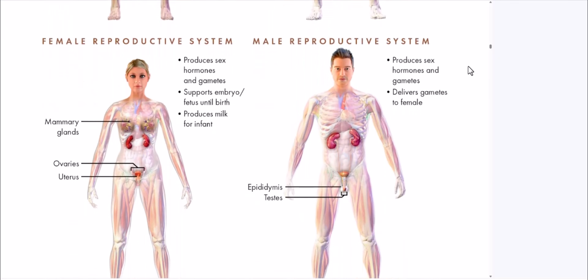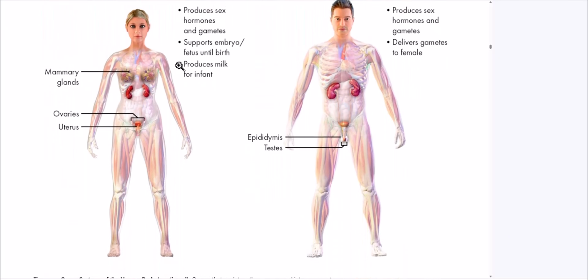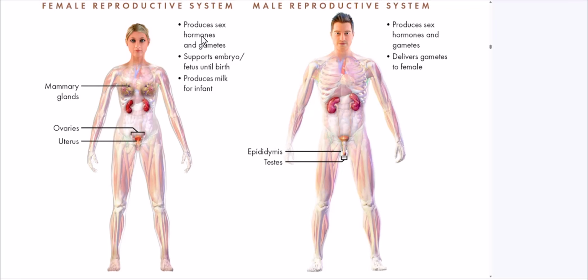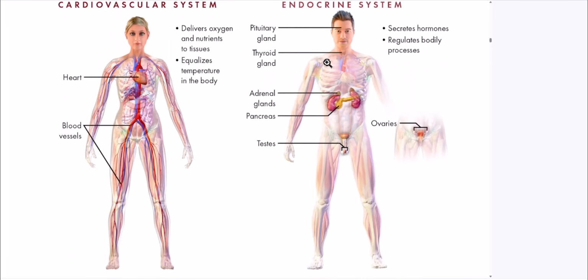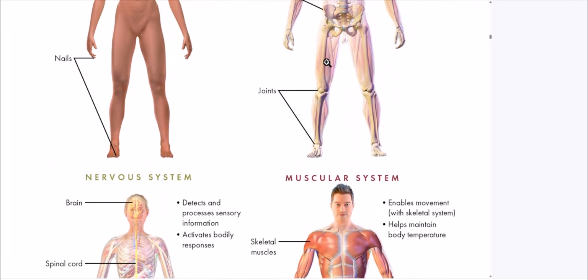And then finally, the reproductive system, both the female and the male versions are here. Both are producing sex hormones, both are producing gametes. In the case of the female, those are the eggs. In the case of the male, that's the sperm. And the female reproductive system is also producing milk, lactation, and you get the idea that each of these pictures is unique. You need to study these and recognize them when you see them again.